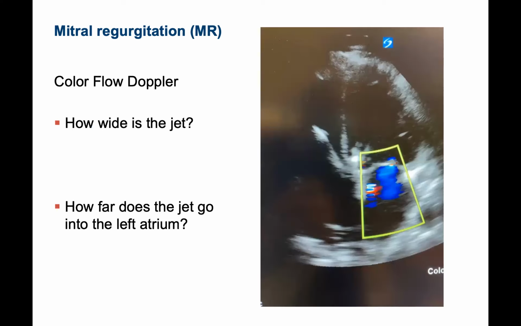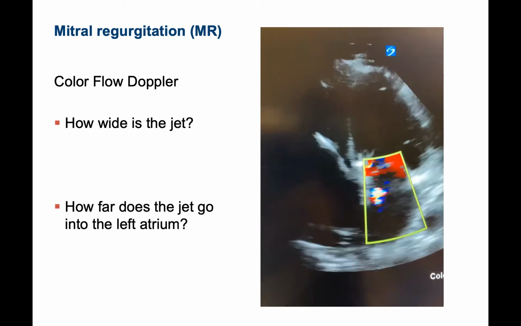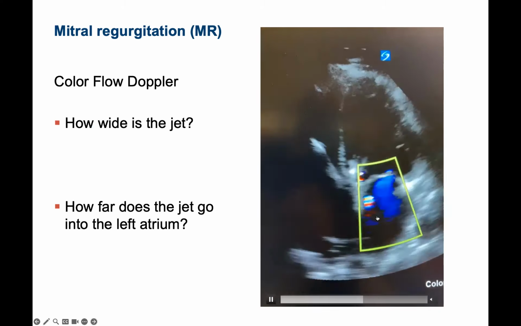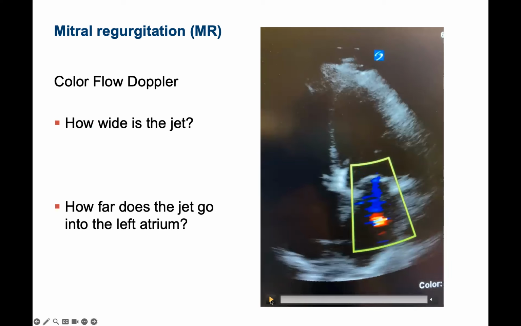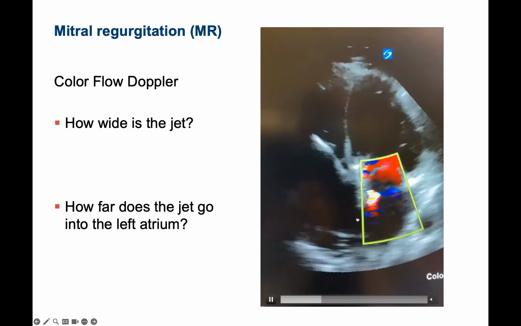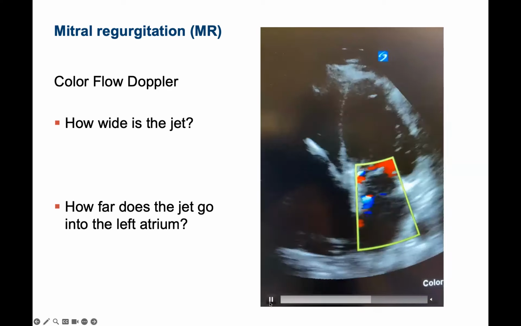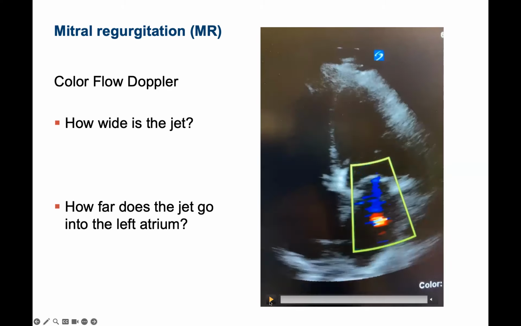So this is an apical 4-chamber view, LV, RV, LA, RA, with color flow Doppler. You see it going across the mitral valve and into the left atrium. If you look at this picture, the question we ask is, how wide is the jet? At the end of the video, it's frozen, which is nice because it shows us this jet. I would say that this jet here is not very wide.